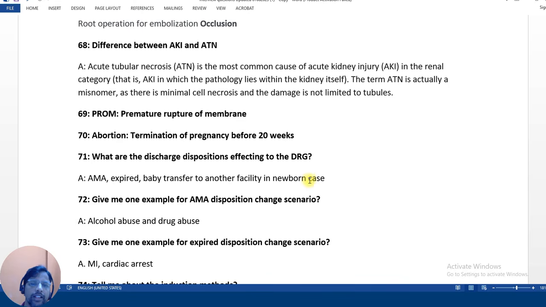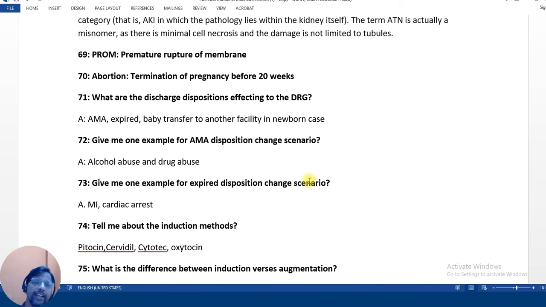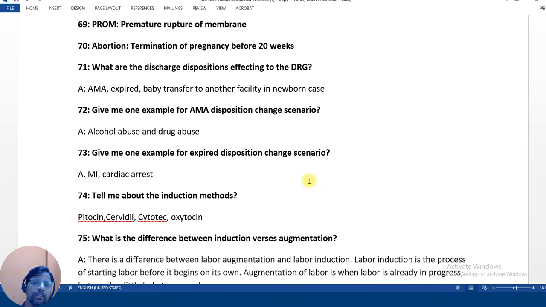tubules. So what is the meaning of PROM? Premature rupture of membranes. What is abortion? Termination of pregnancy before 20 weeks is called abortion.